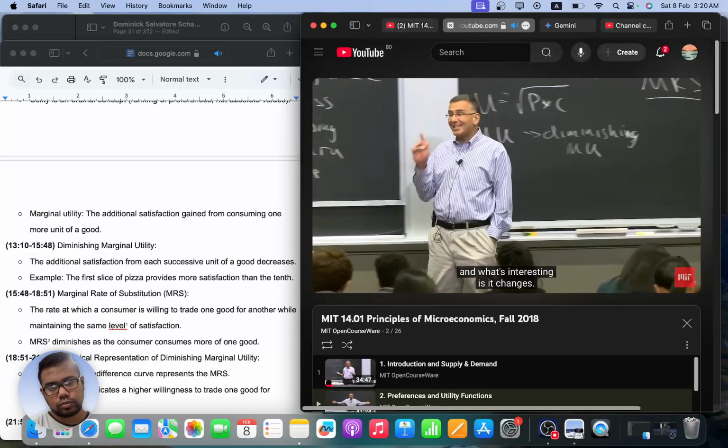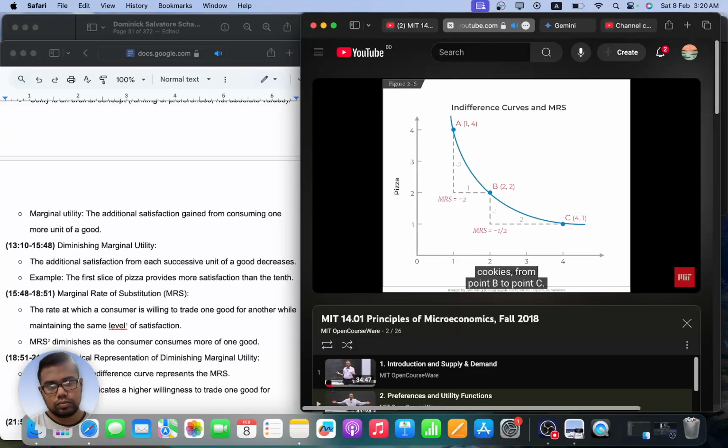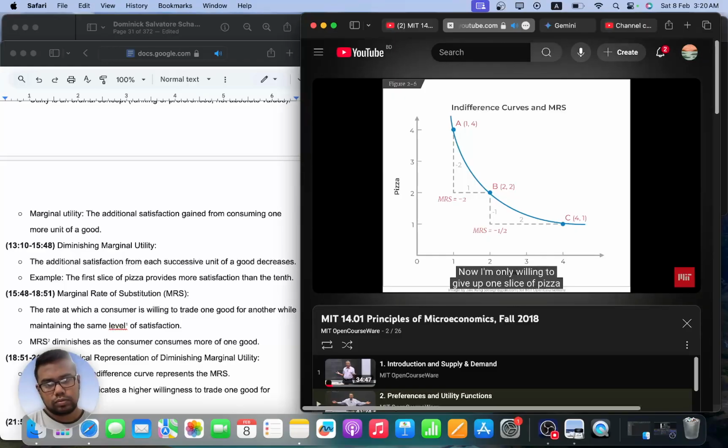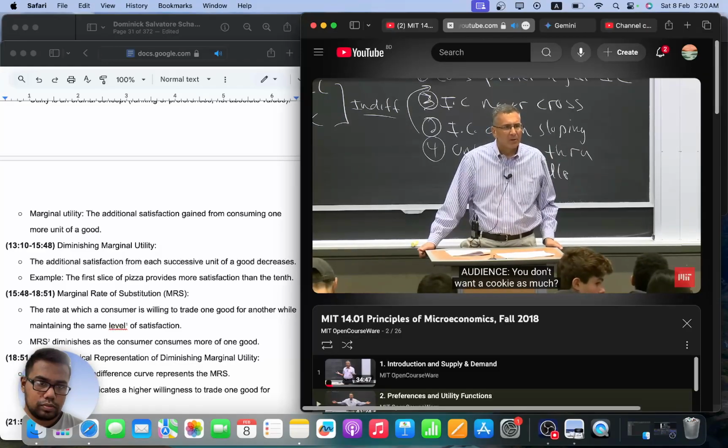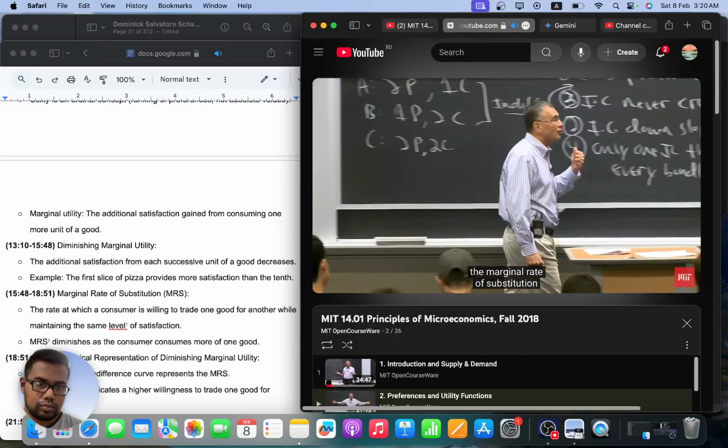And what's interesting is it changes. It diminishes. Look what happens when we move from 2 pizzas and 2 cookies, from point B to point C. Now the marginal rate of substitution is only negative 1/2. Now I'm only willing to give up 1 slice of pizza to get 2 cookies. What's happened? First, I was willing to give up 2 slices of pizza to get 1 cookie. Now I'm willing to give up 1 slice of pizza to get 2 cookies. What's happened? Exactly. Diminishing marginal utility has caused the marginal rate of substitution itself to diminish.